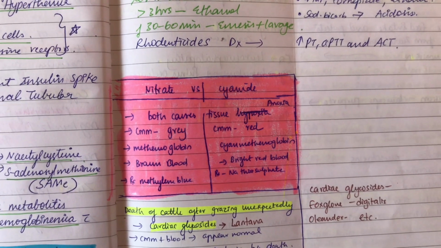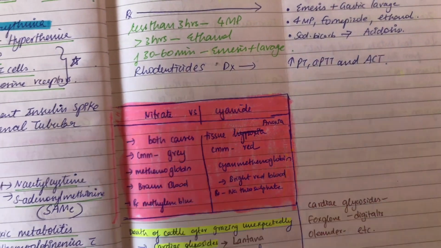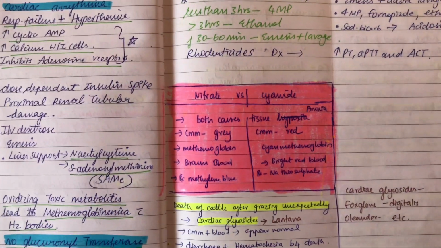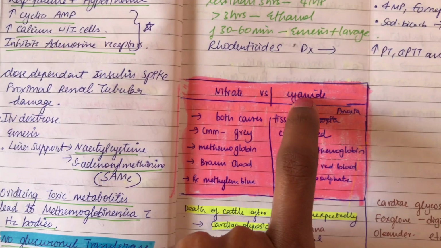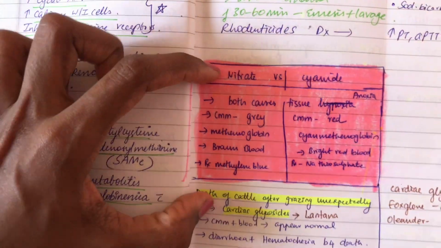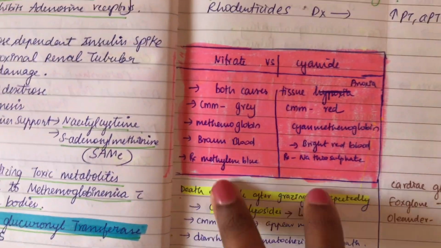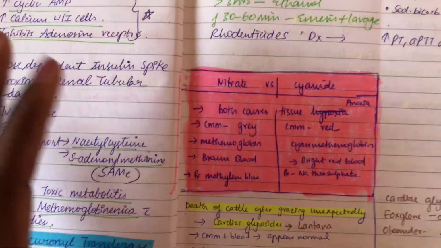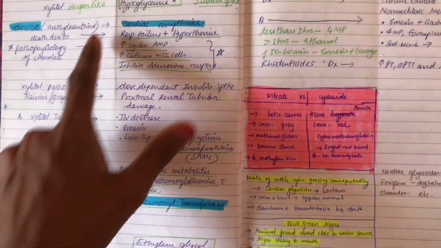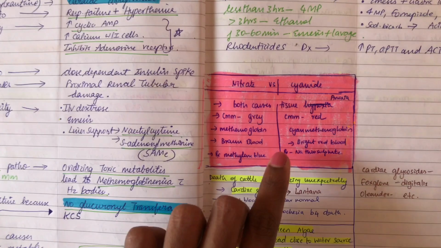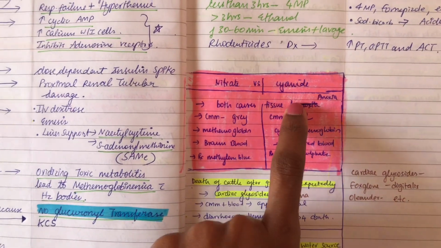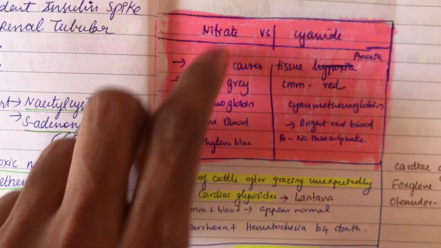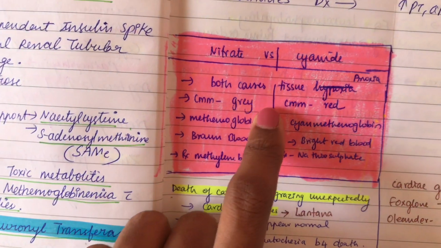You can also study by comparing two different topics. Here I have compared nitrate toxicity and cyanide toxicity. And I have also highlighted this tabular column in pink so that in this entire page, I know that I need to concentrate more on this particular topic. And if you see carefully, I have only written the key important points.